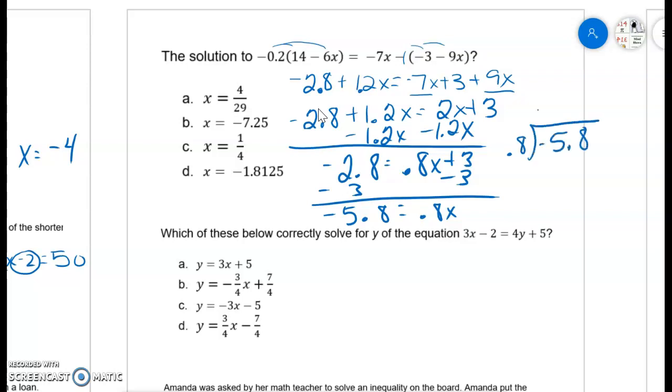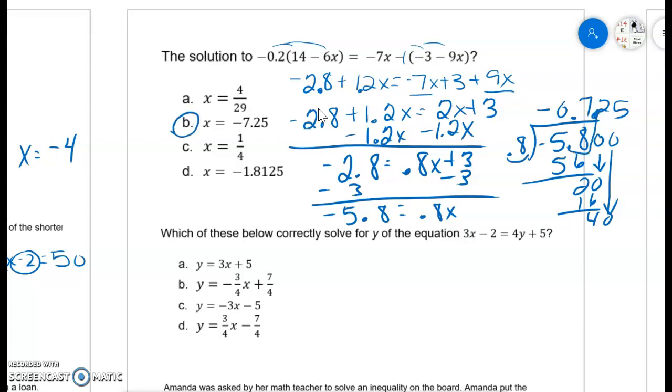Negative divided by a positive is in fact a negative. 7 is 56. 2 bring down a 0. 2 is 16. 4 bring down a 0. 5. Oh, I forgot to move my decimal. So the decimal should actually go there. So it should be B.